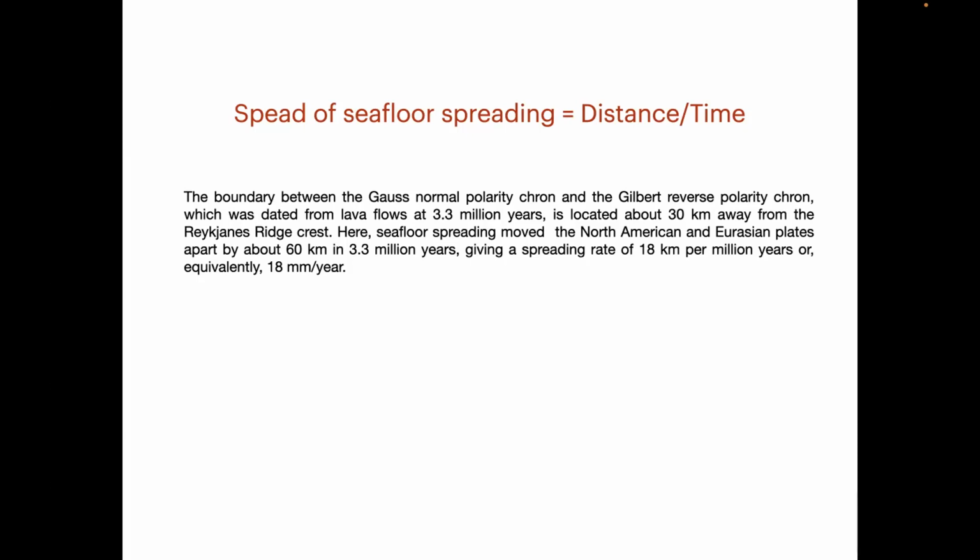So that's the speed of the plate which has been getting diverted from the Reykjanes ridge crest. From there, the divergent speed is 18 millimeter per year. This is how we try to calculate the movement of the seafloor, wherever the seafloor has been spreading or the plates are getting diverged.